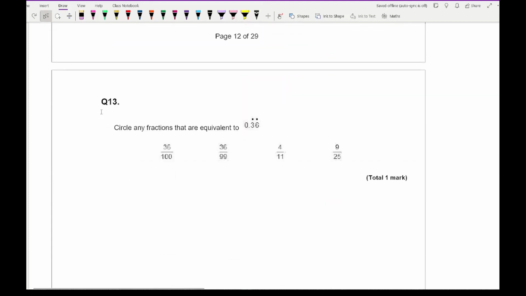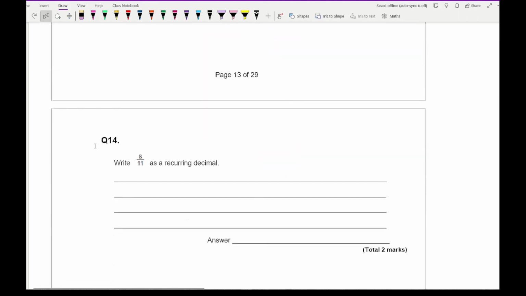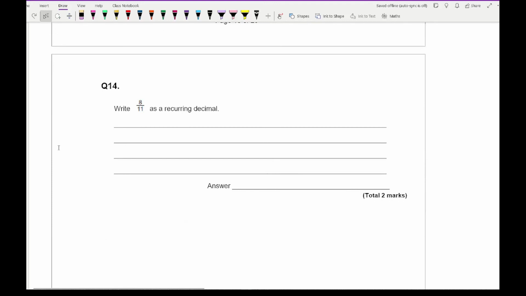Then moving over to question 13, it says circle any fractions that are equivalent to 0.36 recurring. Well, the two answers you should have are going to be those middle two. Then with question 14, it says write 8 over 11 as a recurring decimal. So all you need to do here is simply perform 8 divided by 11.